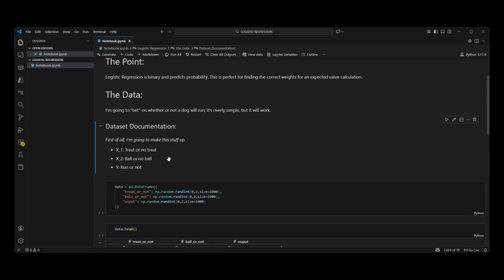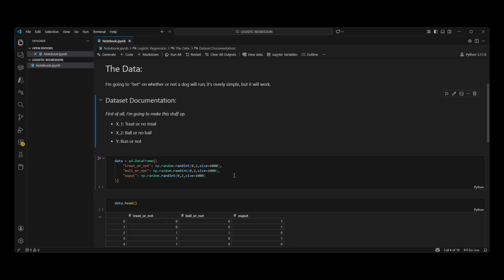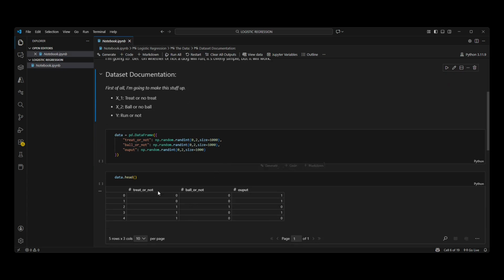Now let's look at the data. So our first predictor is whether or not we give the dog a treat. And our second predictor is whether or not we're going to give the dog a ball or throw the ball or whatever. And our Y output is going to be run or not. So this is all ones and zeros. And I'm going to generate 1,000 data points. Basically, they're going to be 0 or 1. And we're just going to train on that random data is what we're going to do.